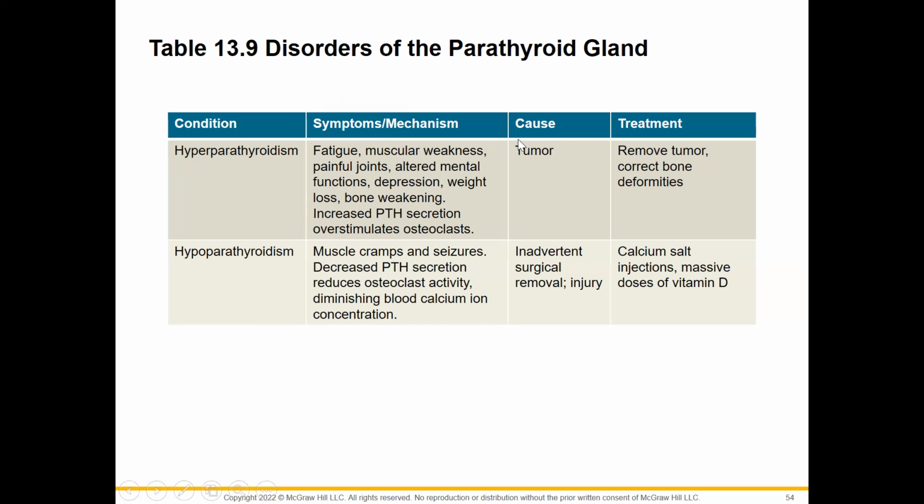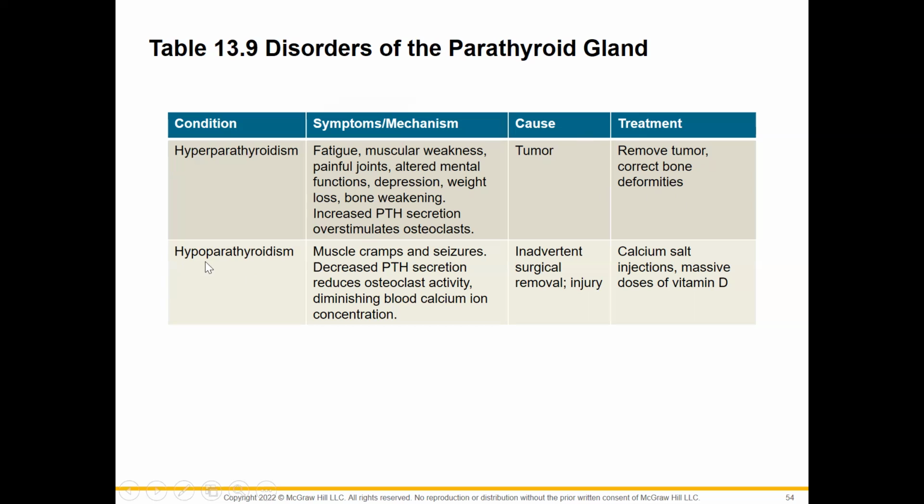So, what causes this? It's basically a tumor inside of the parathyroid gland. So they have to remove the tumor in order to remove or decrease the stimulation of the osteoclasts so that hopefully your body can then rebuild that damaged bone, or the practitioner may have to correct it.